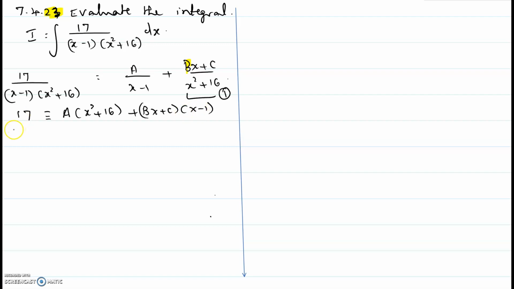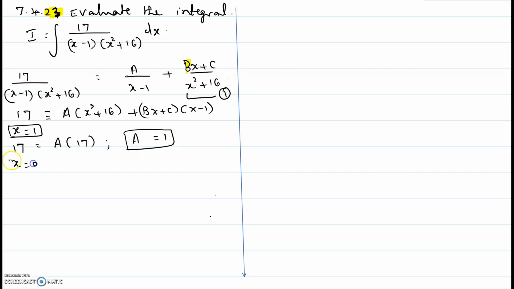So we will substitute x equal to 1, then 17 equal to A times (1 plus 16), that would be A times 17. Then the second term would go away. So A is equal to 1. So we got one value, one unknown.